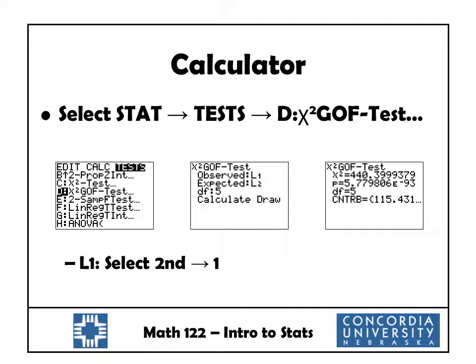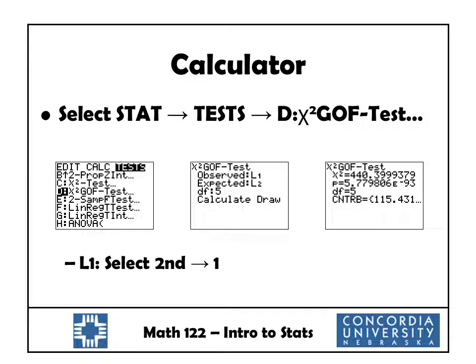And then the command is STAT, TESTS, option D, chi-squared goodness of fit test. Now again, not every calculator is going to have this command. So there you see it on the left, chi-squared goodness of fit test. In the middle window you see how we enter the information. Next to observed, you enter the list that contains the observed values, and then right below that you enter the list that contains the expected values, L1 and L2 in this case, and then DF is degrees of freedom, which again is the number of categories minus 1.